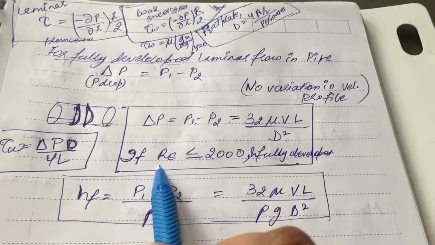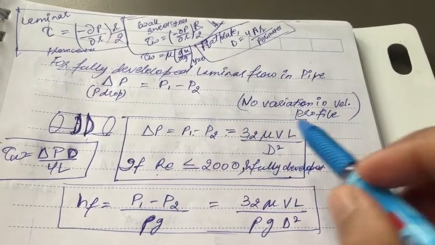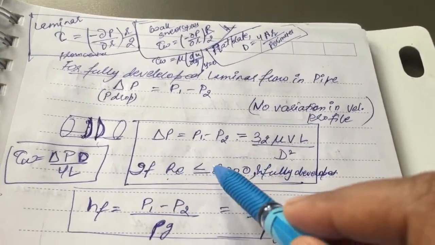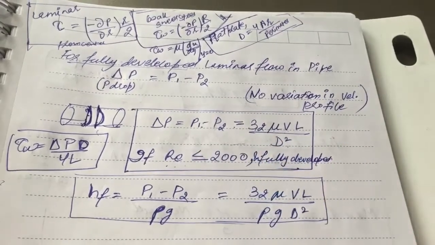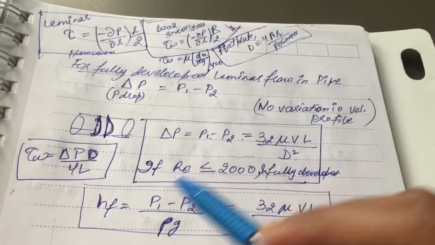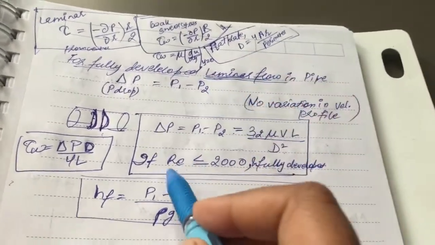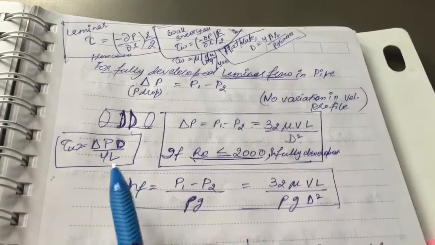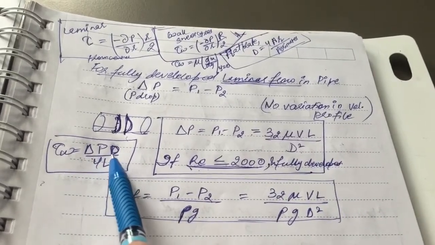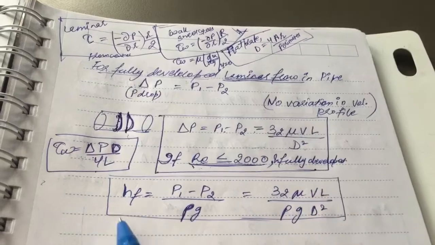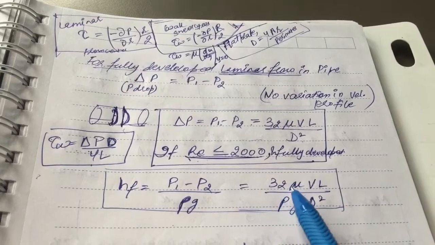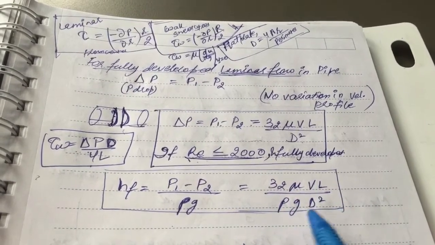And in case of Reynolds number, for fully developed flow we would use this formula, and for that case we know that the Reynolds number is less than or equal to 2000, so it would be fully developed. For laminar flow, we know that Re is less than 2000. And tau W is del P, the pressure drop, into d, the diameter, by 4 times L. So head loss due to friction would be pressure drop by rho g, which is equal to 32 mu VL by rho g d square.